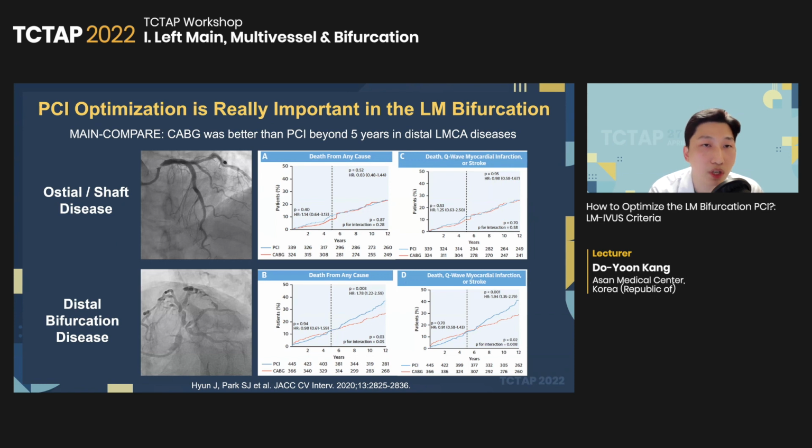Furthermore, PCI optimization is really important in the left main bifurcation. When compared with ostial shaft disease, in distal bifurcation disease in the EXCEL and NOBLE 10-year data, CABG was better than PCI beyond 5 years in distal left main bifurcation disease. So if we treat in this subset, PCI optimization is really important.